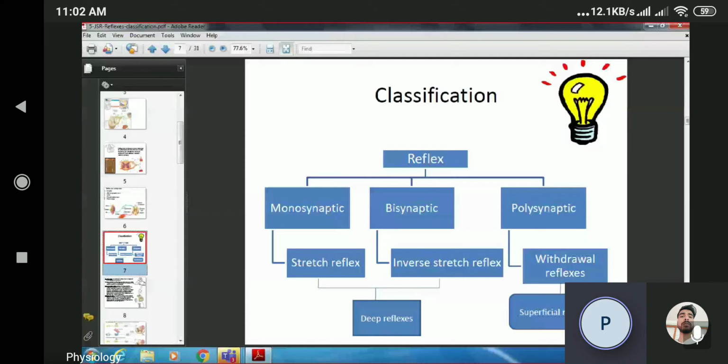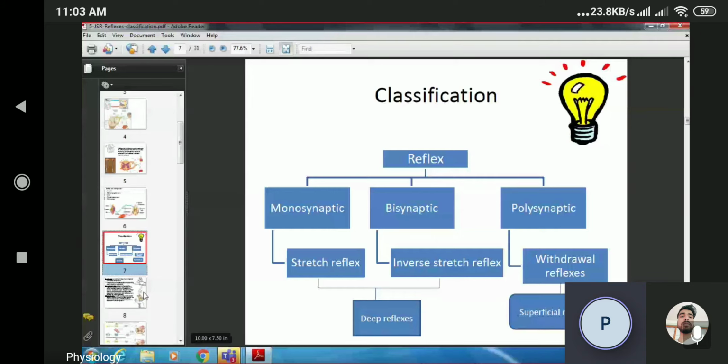Polysynaptic reflex examples are withdrawal reflexes, the superficial reflexes like the plantar reflex and Babinski sign. Another is bisynaptic reflex, an example of which is the inverse stretch reflex. Monosynaptic reflex includes the stretch reflex. Stretch reflex and inverse stretch reflex are together known as deep reflexes. This is what we practice in our practicals. In the coming week, we will be discussing superficial reflex and deep reflex examination.